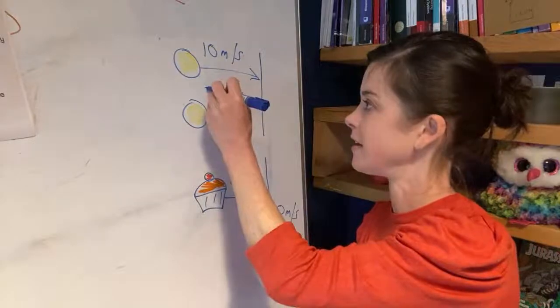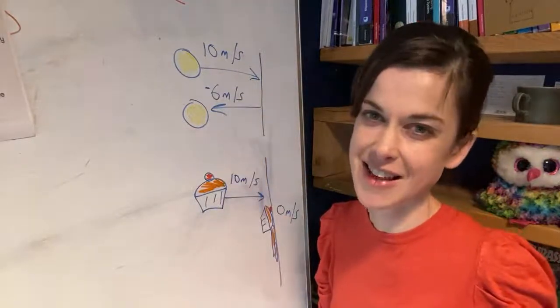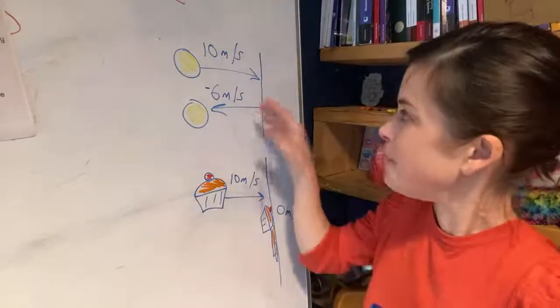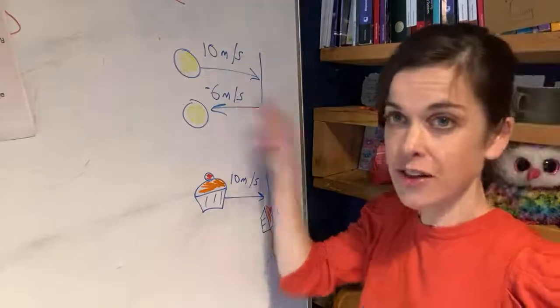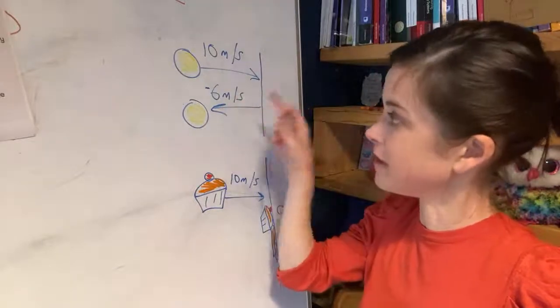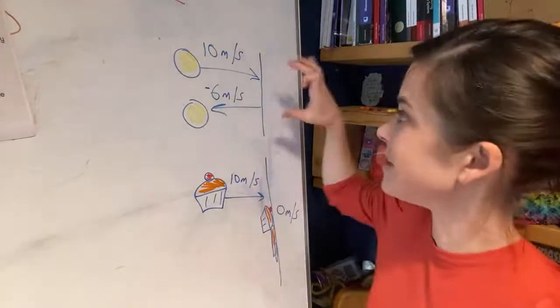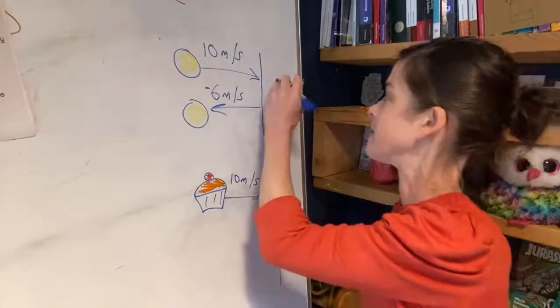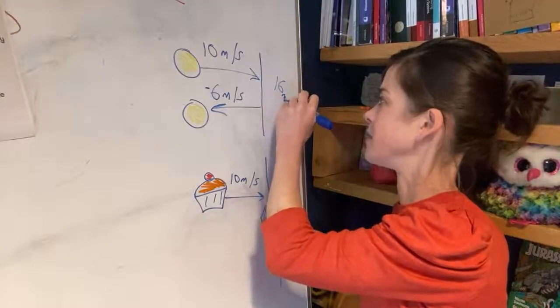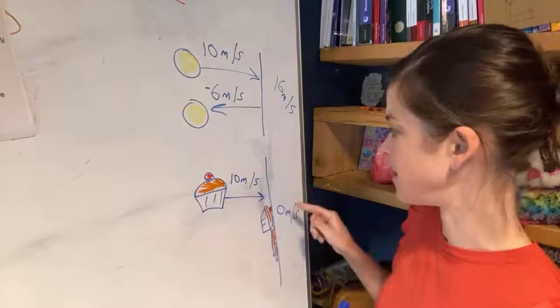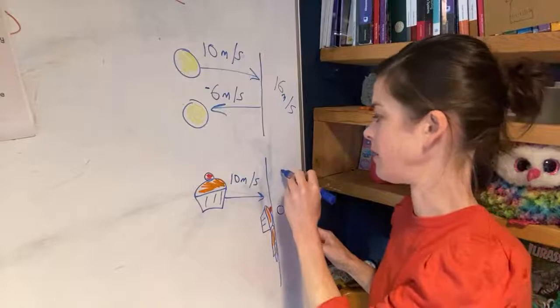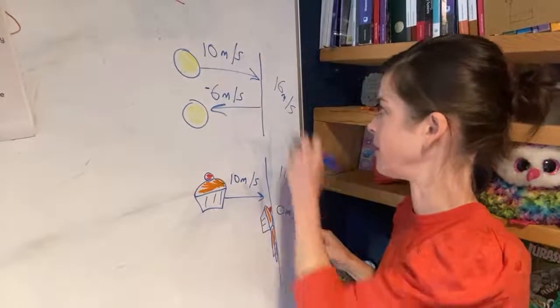So really, technically, and I tend to get a bit sloppy with this actually, the velocity of this one, if it's travelling the opposite direction, would have to be minus 6 meters per second. So the difference there is 16 meters per second, whereas the difference between 10 and 0 is only 10 meters per second. So the answer was the ball.